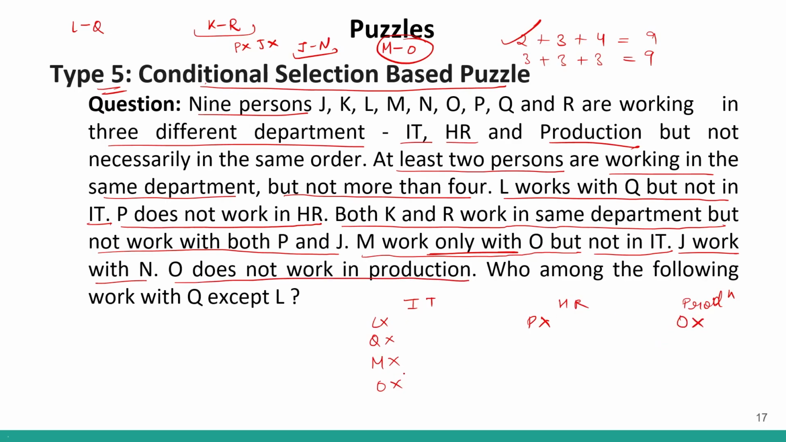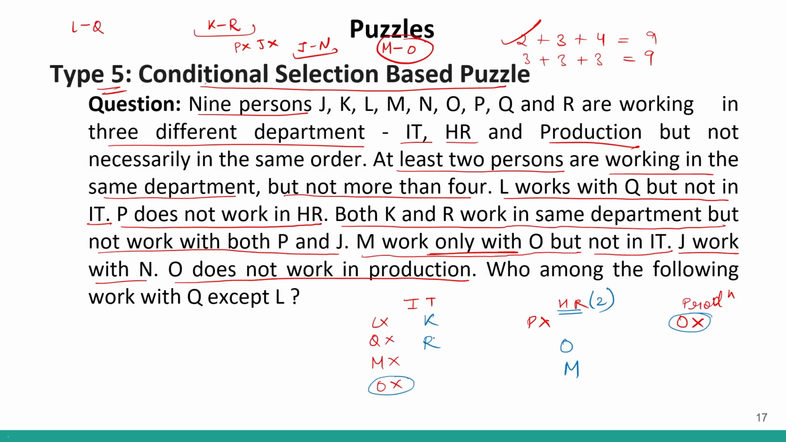Now let us look at this information closely. O does not work in IT and O does not work in production. So the only place remaining for O to work is HR. So O and M, because they work together, will come in HR. Here we have two people. This is finalized. Now, we cannot have L over here, we cannot have Q over here, and we cannot also have M over here. M already we have eliminated. We cannot have L and Q. That means we can have K and R maybe. We can have K and R.